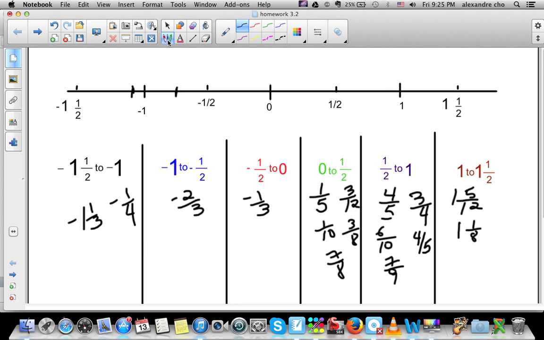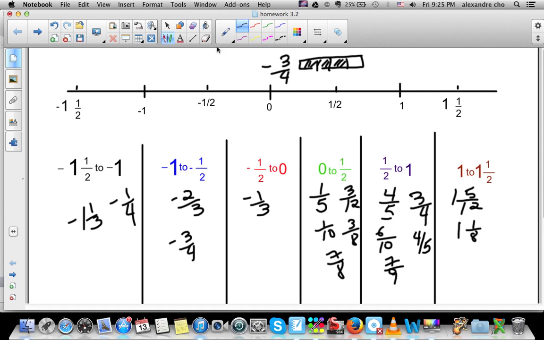Next fraction is negative 3/4. Let me erase this here. Negative 3/4. So here's your chocolate bar. You get 1, 2, 3, 4, and you take 3 pieces. You're taking more than half, but still less than 1. So here's 0. This is half. So you take a little bit more than half, but still less than 1. So it has to be somewhere over here. Okay, so it's between half and negative 1. So right here.